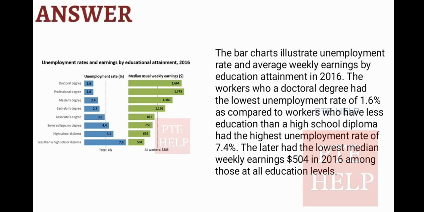The bar charts illustrate unemployment rate and average weekly earnings by education attainment in 2016. The workers who have a doctoral degree had the lowest unemployment rate of 1.6%, as compared to workers who have less education than a high school diploma, who had the highest unemployment rate of 7.4%. The latter had the lowest median weekly earnings, $504, in 2016 among those at all education levels.